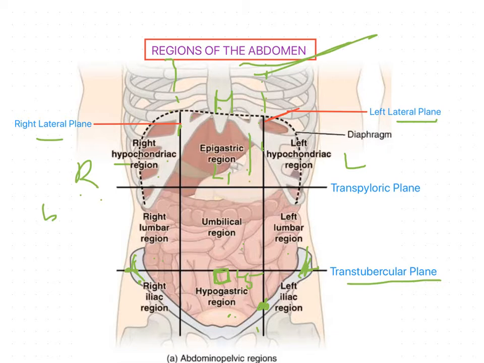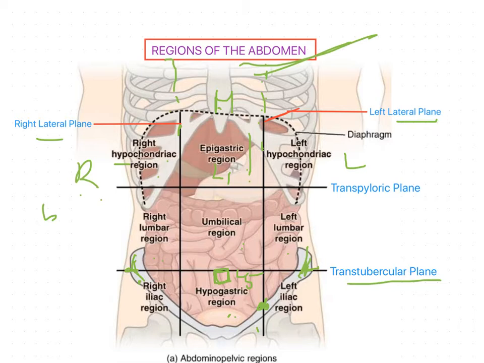So totally 9 regions are present in the abdomen, which are formed by 2 horizontal planes and 2 vertical planes. The 2 horizontal planes are the trans-pyloric plane and trans-tubercular plane, and the vertical planes are the right lateral plane and left lateral plane. Normally these vertical planes are continuous with the mid-axillary line, and at the lower end they end by cutting the mid-inguinal point.